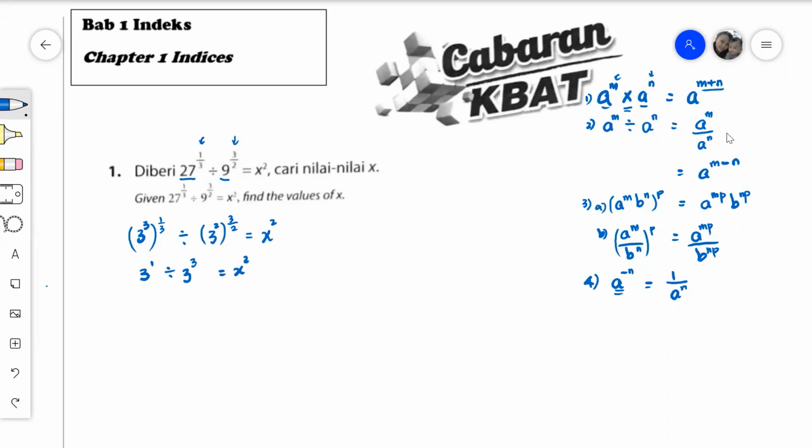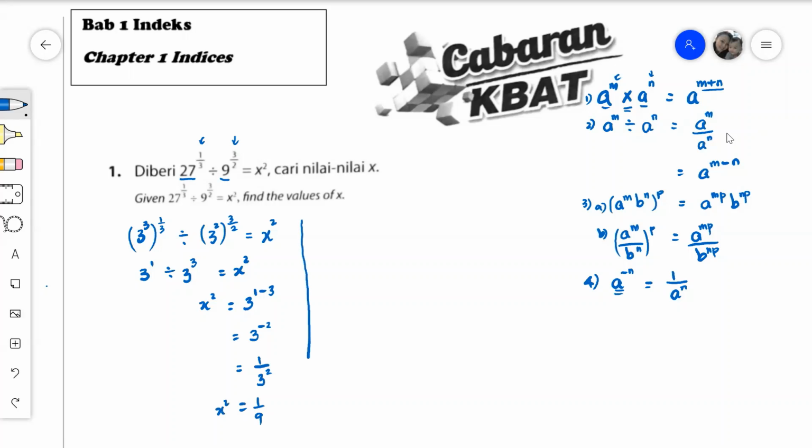Now always make our subject on the left-hand side. So let me rewrite x squared on the left-hand side, and on the right-hand side, 3 to the power of 1 minus the index 3. So we will have 3 to the power of negative 2. Change this into the positive index. So we will have 1 over 3 raised up to the power of 2, which is 1 over 9. And this is x squared.